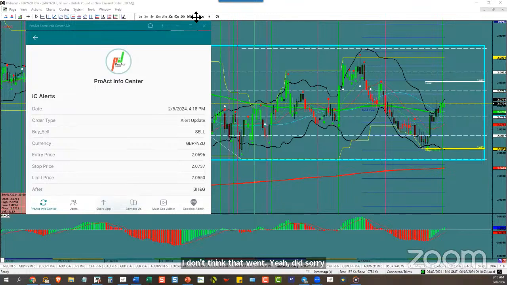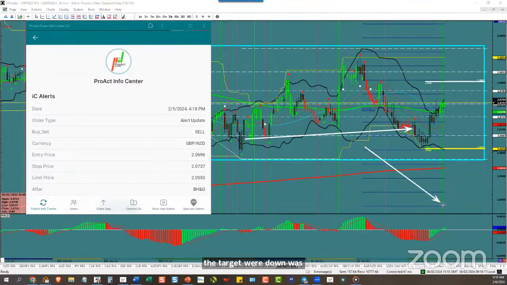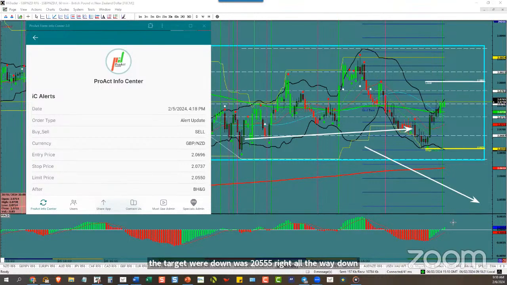Let me get it here. 20696. Where's that? Right there. And all you got was about 40 pips. The target down was 20555, all the way down there. It just got that little bit and then reversed. Anybody get pound New Zealand? A little bit, didn't go to target. Anybody in it?